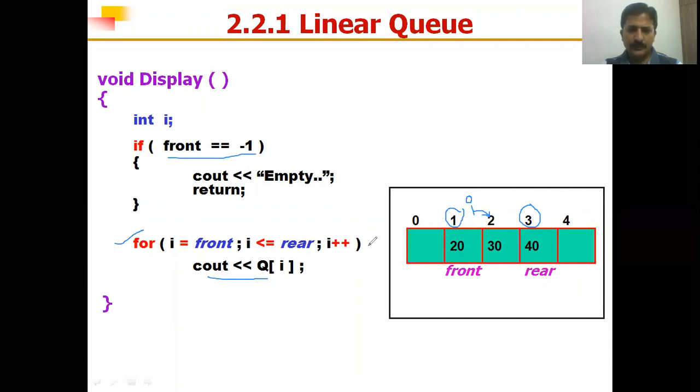Then I is incremented by 1. That time it will become equal to rear. Then it will display 40, and again I plus plus. If you do this, the condition becomes false because I will become 4 and rear is 3, so it is not less than or equal to rear. So the condition becomes false. So it will display all the 3 values here. Okay, so this is how the display function works.